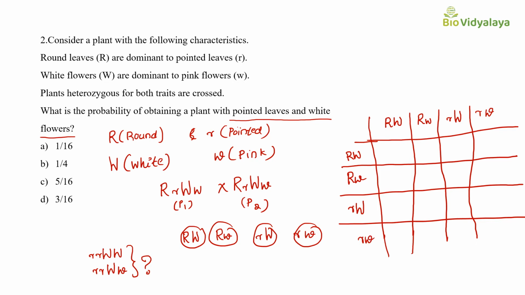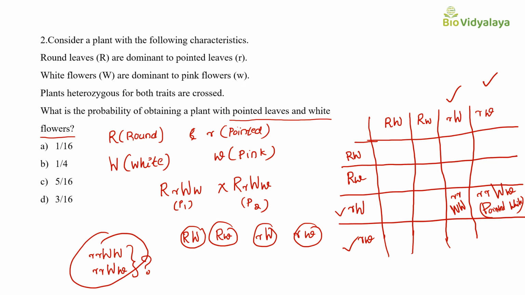There is no need to fill all the genotypes. Just concentrate on this genotype. Small r. Okay. Here small r is there. Okay. Let's see the genotype. So small r, capital W. This is pointed leaves with white flowers. Next, here small r, capital W, small w. This is also pointed leaves with white flowers. Okay.